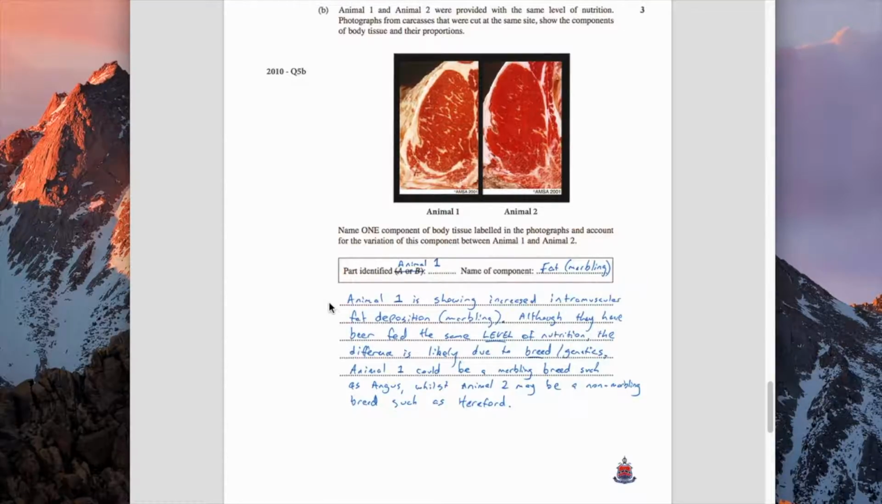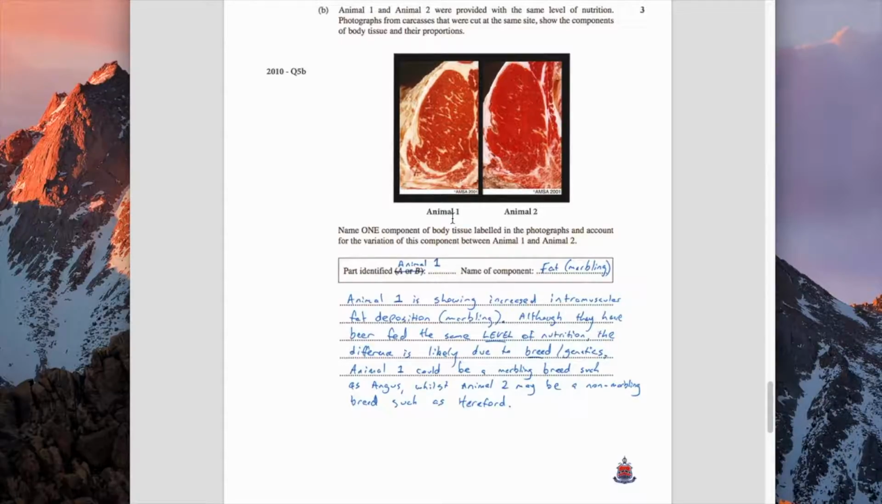Now, you might say that they've had different levels of nutrition because for an animal to marble, it needs to have grain. So you could potentially say that this animal's had grain and this one's just eaten pasture. But it says here in the question that that's ruled out because it says they had the same level of nutrition. So the only other explanation is, since we've ruled out environment or nutrition, the only other explanation is genetic, and that basically means it's a difference in breed.